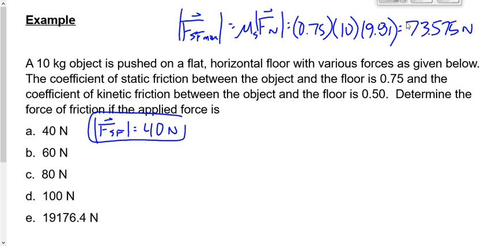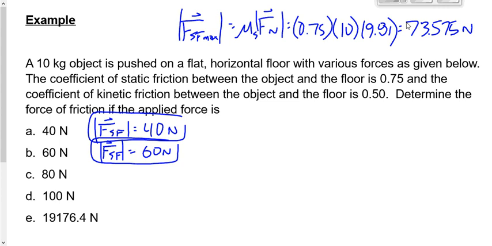I push with 60. Does it move? No. How hard does friction push? 60. The force of static friction would be 60. Notice the difference here? These last two numbers that I've written down for A and B, that's not F_s max, that's F_s. That's the actual value of static friction force. The maximum value is 73, but it's not reaching 73 because that's not how hard I'm pushing.